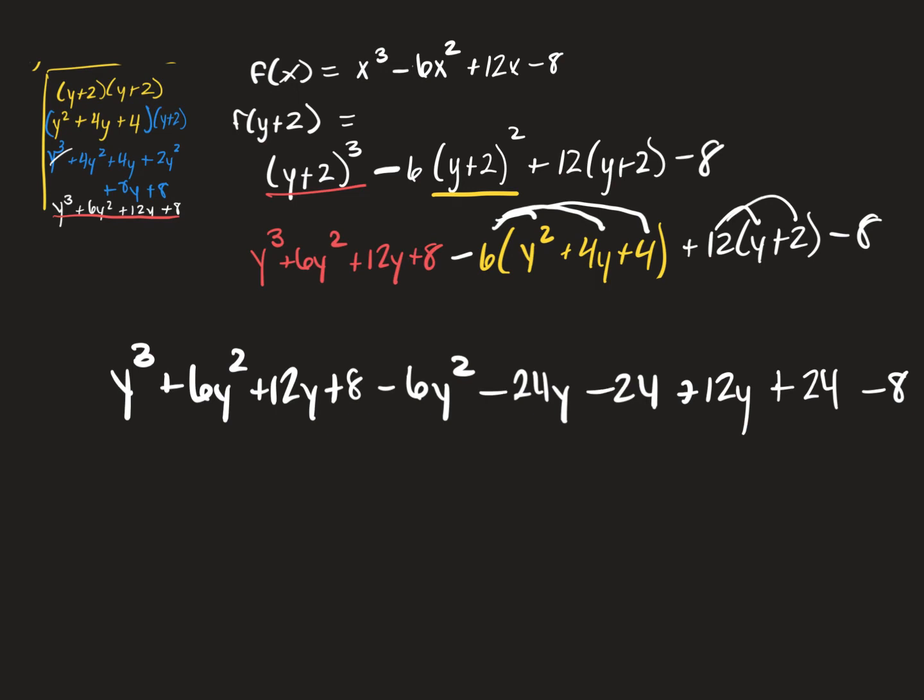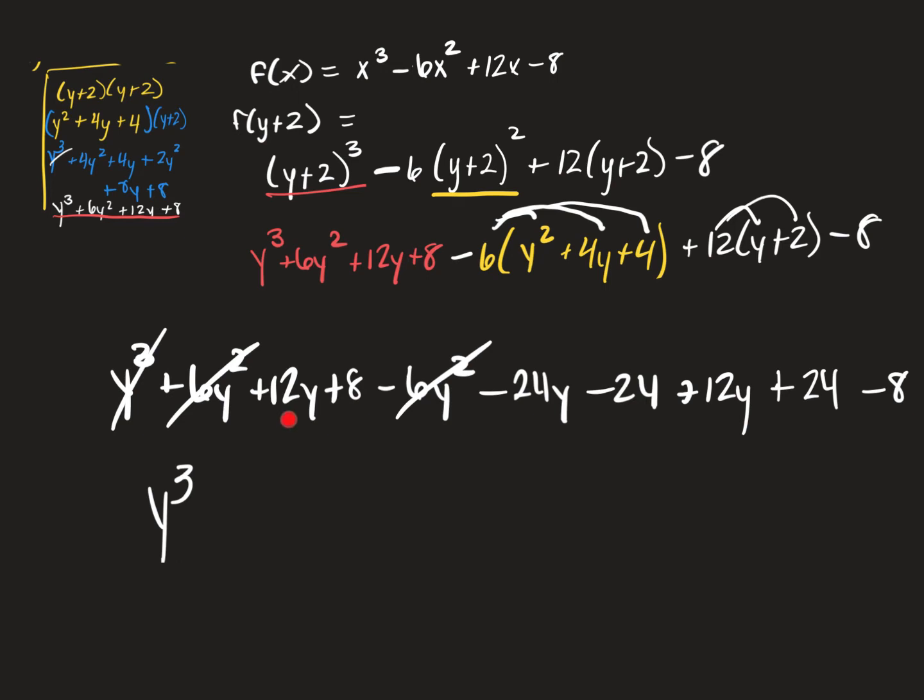Okay, now that we fixed my mistake, let's combine like terms. So there's only one y cubed. I'm going to cross stuff out as I go. So let's look at y squared. I have a positive 6y squared and a negative 6y squared. How convenient. Those cancel out.